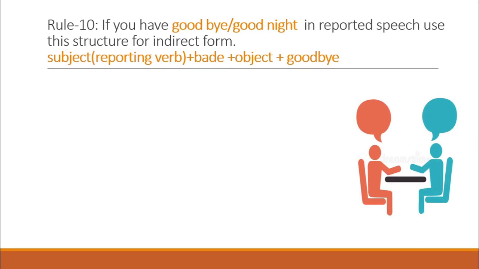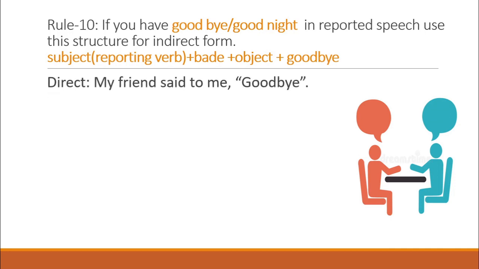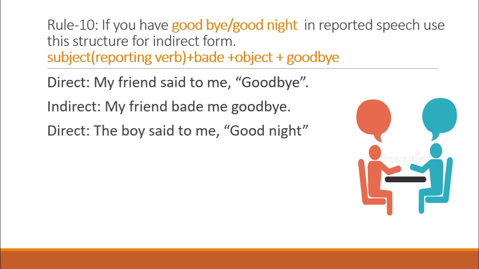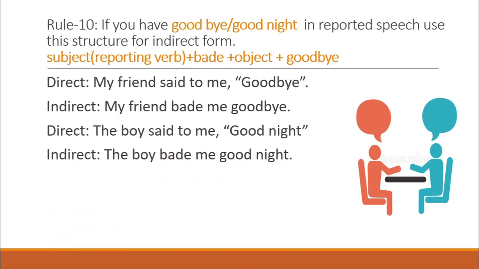Rule number 10: if you have "goodbye" or "good night" in reported speech, use this structure for the indirect form. At first write down the subject, then write down "bade," object, and "goodbye." My friend said to me, "Goodbye." My friend bade me goodbye. The boy said to me, "Good night." The boy bade me good night.